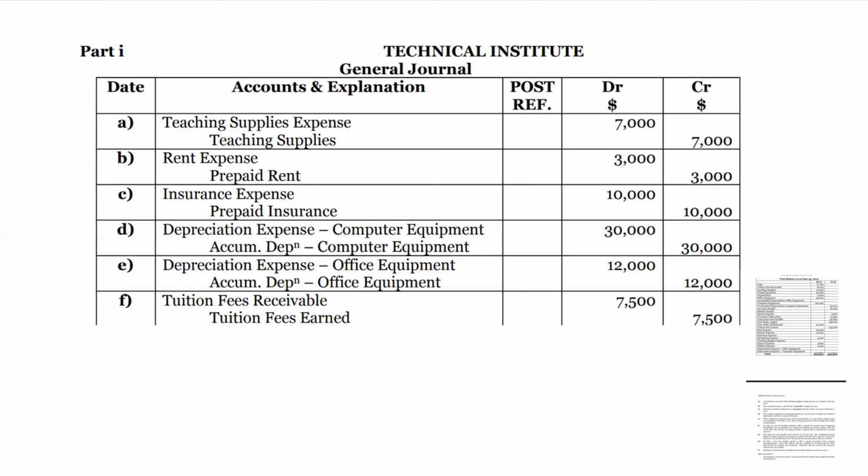And the same thing for our revenue. What type of revenue are we earning? Tuition fees, right? So it would be the same as saying service revenue earned, tuition fees earned. That's our revenue. So that's the journal entry for it.